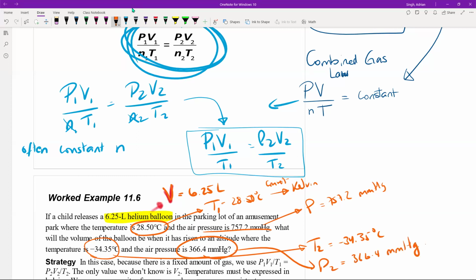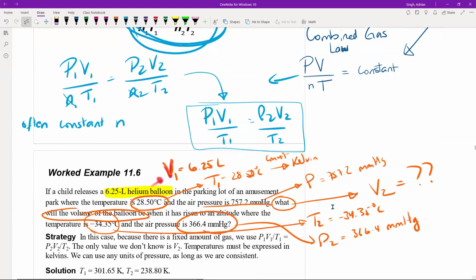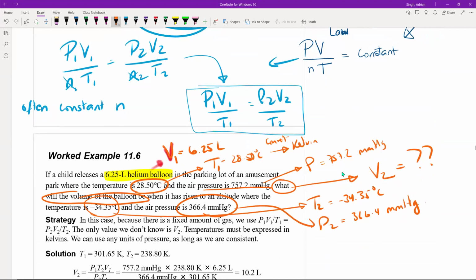mmHg. And what we needed to find here, asking specifically what will the volume of the balloon be, our unknown is our V2. That is our unknown in this problem. We're given an initial volume, initial temperature, an initial pressure as well, the final temperature, final pressure. We need to find the final volume. Obviously here, we're not given any information about the amount, n, so we can ignore that.